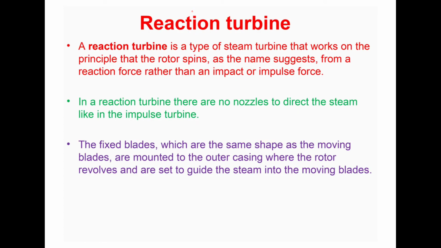A reaction turbine is a type of steam turbine that works on the principle that the rotor spins, as the name suggests, from a reaction force rather than an impact or impulse force. In a reaction turbine, there are no nozzles to direct the steam like in the impulse turbine. The fixed blades, which are the same shape as the moving blades, are mounted to the outer casing where the rotor revolves and are set to guide the steam into the moving blades.